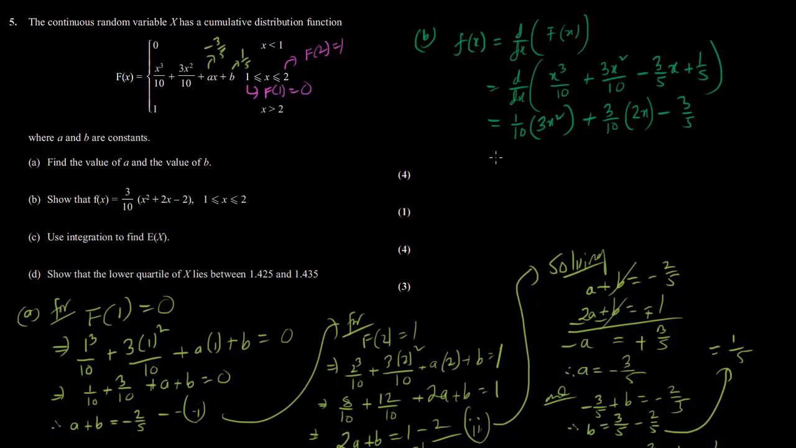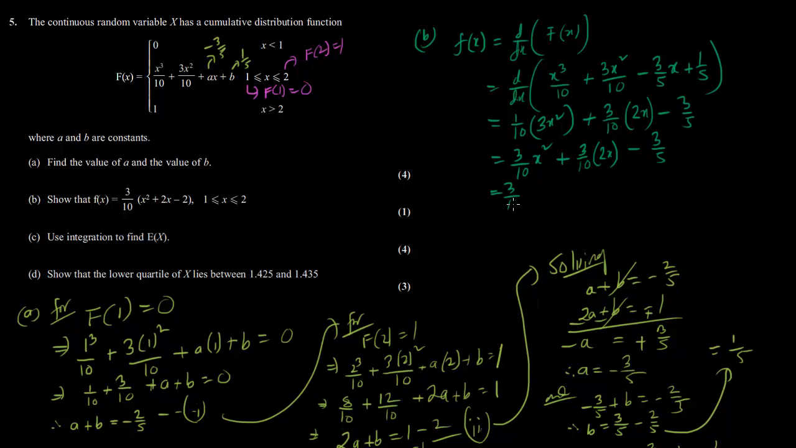So let's do differentiation. The constant is 1 by 10; if you differentiate x cubed, that would be 3x squared. Plus the constant 3 by 10; if you differentiate x squared, it would be twice x. Minus 3 by 5, and the constant plus 1 by 5 would have 0 differentiation. So this would be 3 by 10 x squared plus 3 by 10 twice x minus 3 by 5. I just wrote this all over again to show this. We have to take 3 by 10 common.